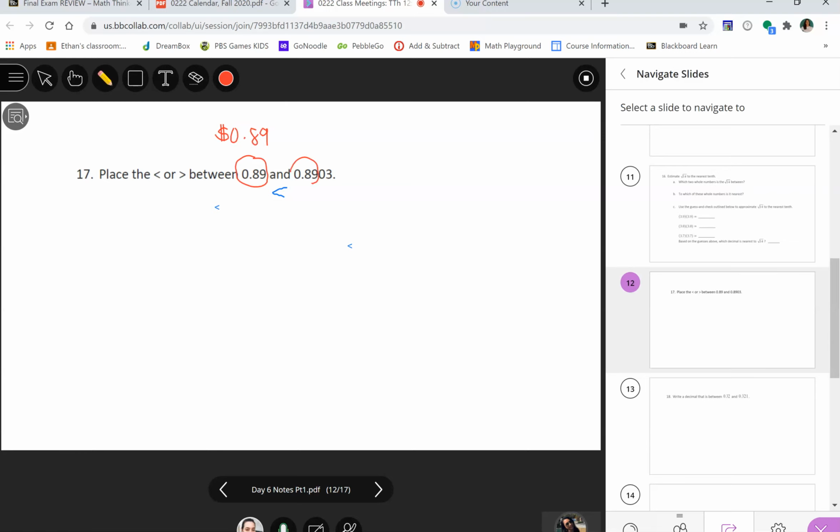And then I have 89 cents plus some extra. So it makes sense that I would put the less than symbol there. But I'm going to put a couple more up here just for you to think about that are a little bit trickier. So think about comparing these two numbers. What symbol would you use to compare those?